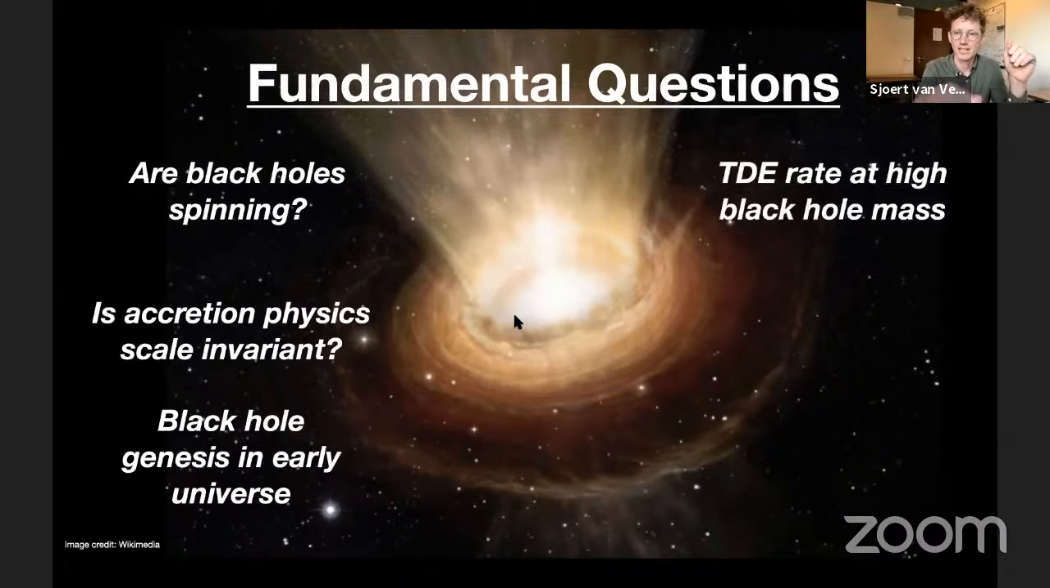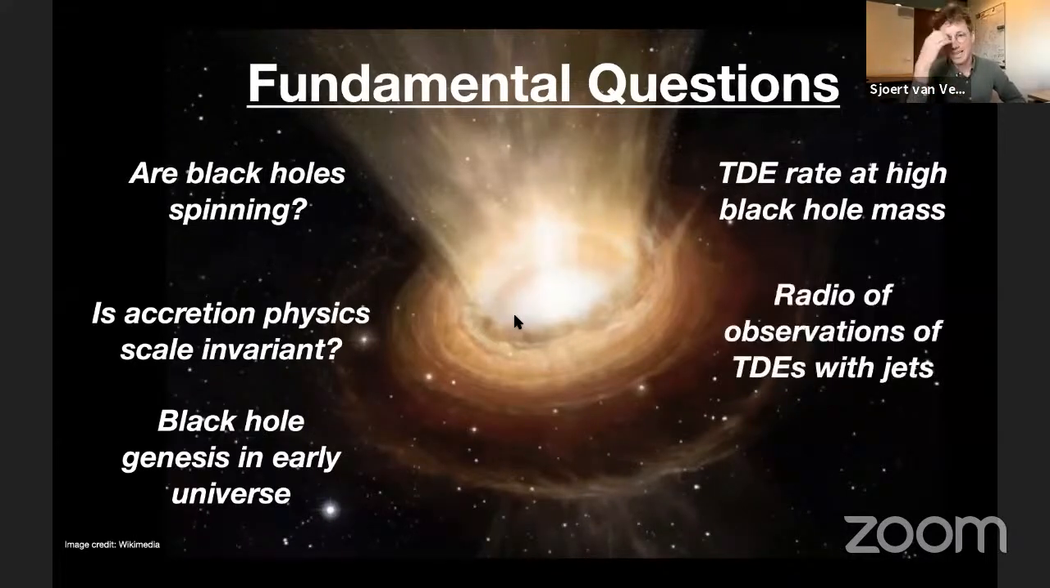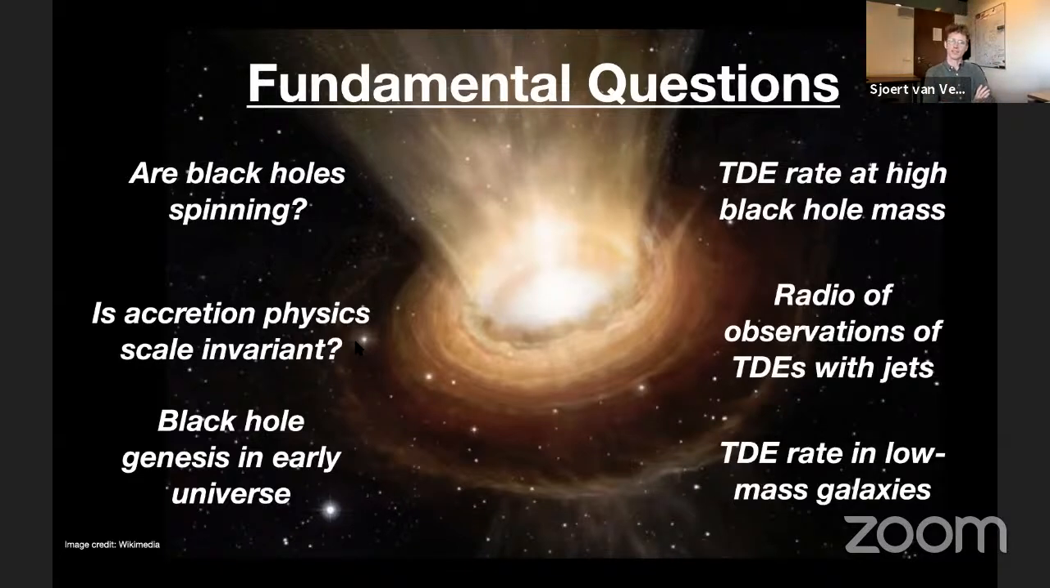Are black holes spinning? It turns out we can measure this if we measure the rate of TDEs from high mass black holes. X-ray observations, of course, are another way, but TDEs from high mass black holes skim the horizon, and so their rate becomes sensitive to whether or not the black hole is spinning. Then the question of scale invariance of accretion is really nicely addressed with radio observations of TDEs, tidal disruption events. And finally, the question of black hole genesis turns out to boil down to measuring the rate of tidal disruption events in low mass galaxies, and then we can discriminate different models for black hole formation. So this is to motivate you to listen to the rest of the talk, which is trying to explain what we know about these events.